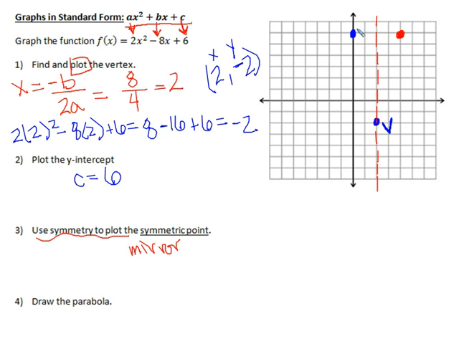We're counting. We notice that this y-intercept is 2 spaces away from our dotted line, which means the mirror or symmetric point would have to be 2 spaces away in the other direction. Okay, so that's using symmetry.